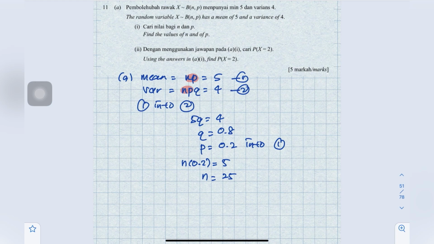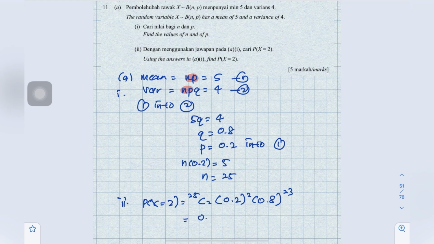Roman 2, using the answer in A1, find P when X equals 2. So for binomial, P(X = 2): nCr, so 25C2, p to the power of r, so 0.2 to the power of 2, 0.8 to the power of n minus r, so 25 minus 2 is 23. So the answer will be 0.07084.